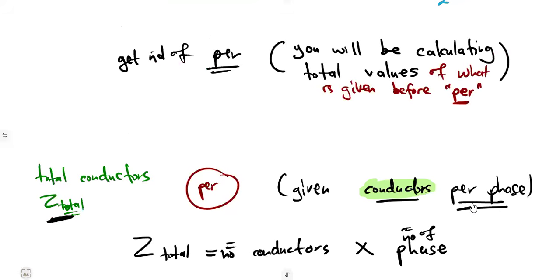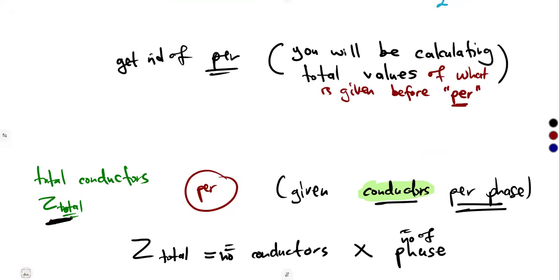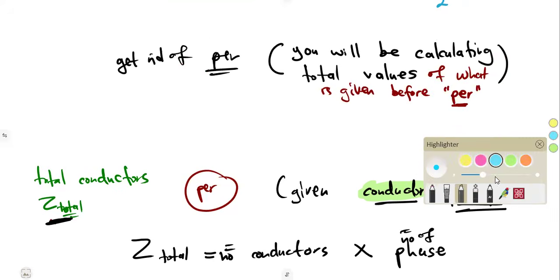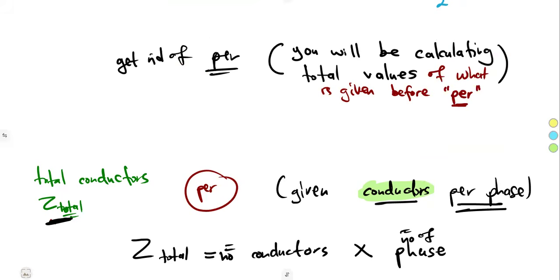All right? So you will be calculating, guys, take note. You will be calculating what? Total values. Every time you get rid of pair, you'll be calculating a total value. So those will be total values of what is given before pair. Meaning to say, total number of what? Conductors.